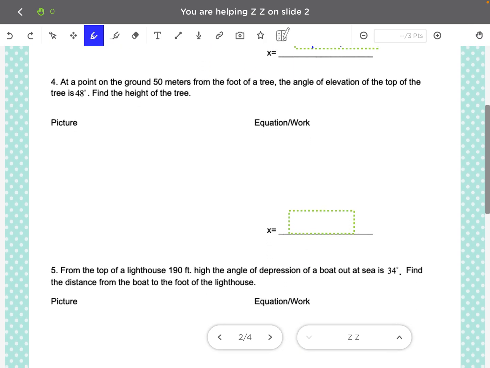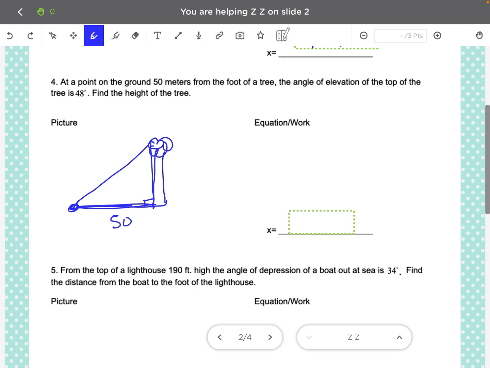The next one we're going to have to draw our picture. It says at a point on the ground 50 meters from the foot of a tree. So again, remember all of these pictures are going to be right triangles. So go ahead and draw your triangles. So you've got a point on the ground. This is the ground. There's a tree over here. Here's my tree. So this is 50.